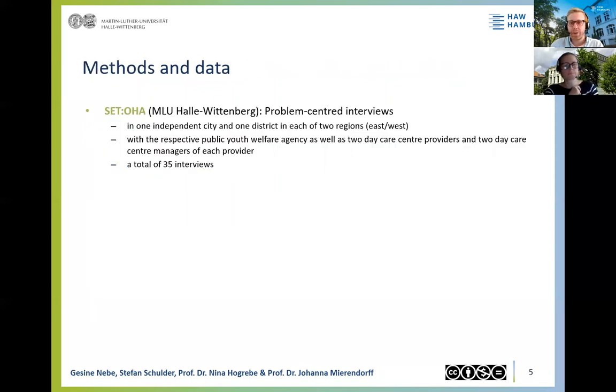To investigate our research question, we rely on two methodological approaches. In our research project ZOHA, we analyzed data from a total of 35 interviews with youth welfare agencies, daycare center providers, and daycare center managers.